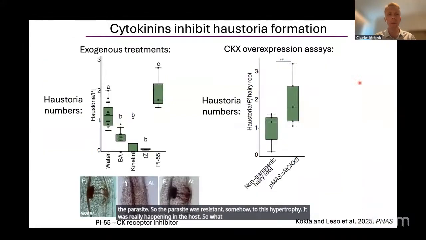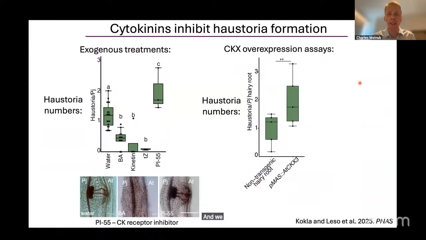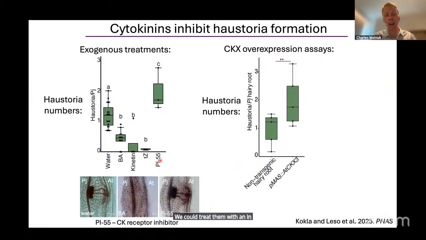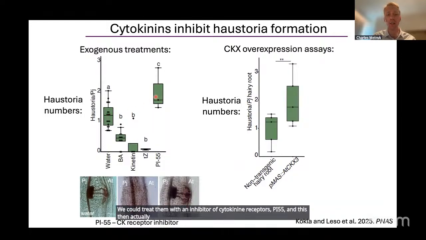So what was happening? We treated the parasite with cytokinins, and we had a very surprising result. The parasites basically no longer infected their hosts when they were treated with exogenous cytokinins. So we could treat them with things like BA or kinetin or transzeatin. We could treat them with an inhibitor of cytokinin receptors, PI-55, and this then actually caused an increase in haustoria numbers.